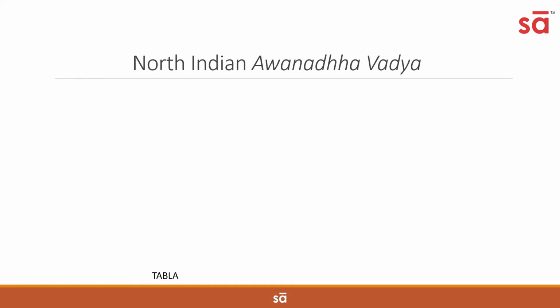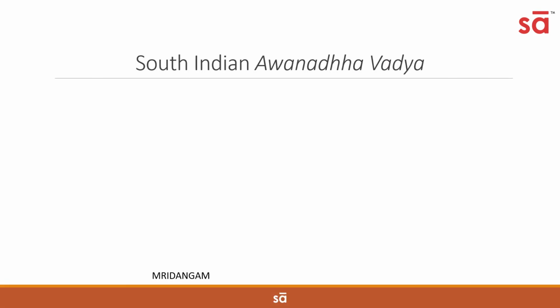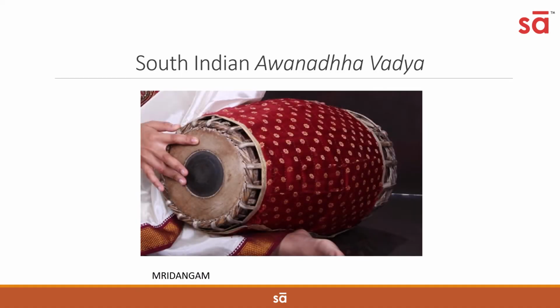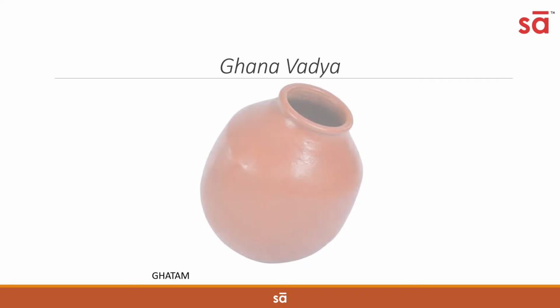North Indian Awanaddha Vadya examples include Tabla, South Indian Awanaddha Vadya, Mridangam, and Ghan Vadya, Ghatam.